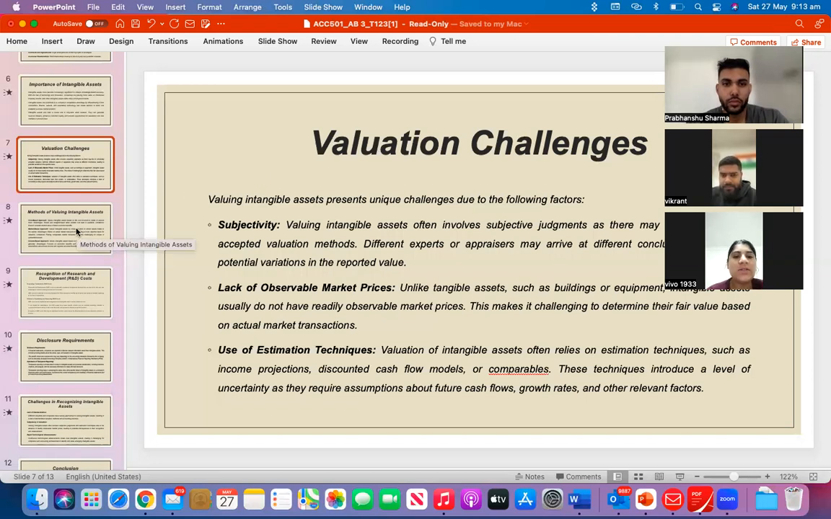Valuing intangible assets presents unique challenges due to the following factors. Number one, subjectivity. Valuing intangible assets often involves subjective judgments as there may be no universally accepted valuation methods. Different experts or appraisers may arrive at different conclusions, leading to potential variations in the reported value.